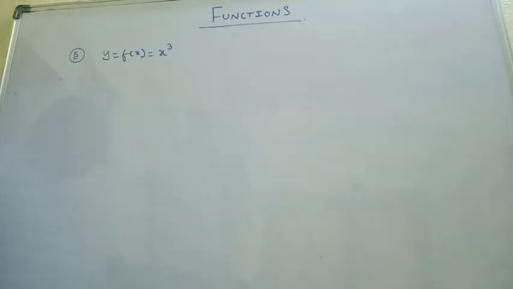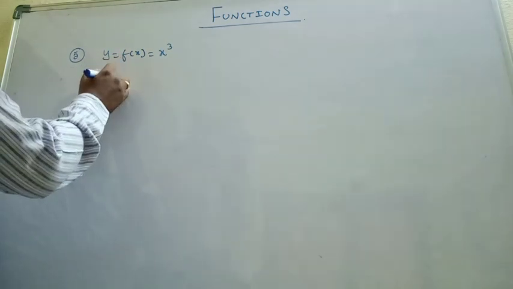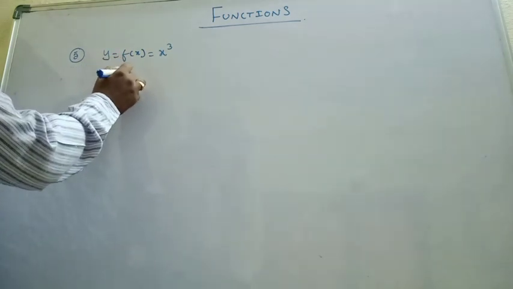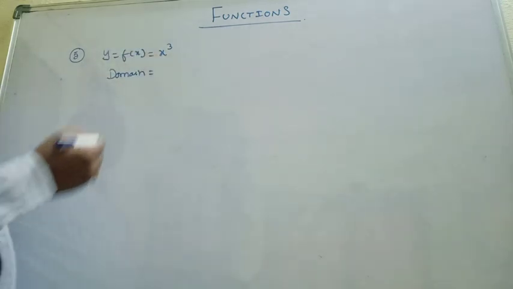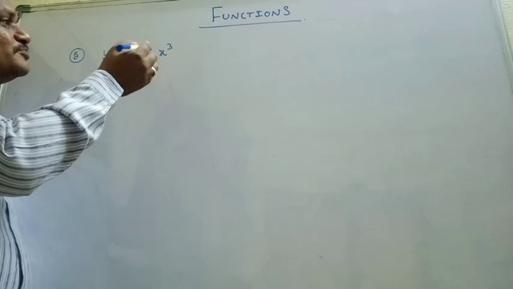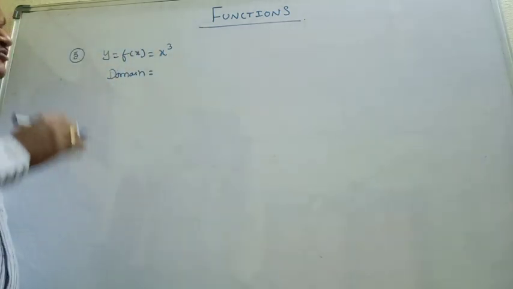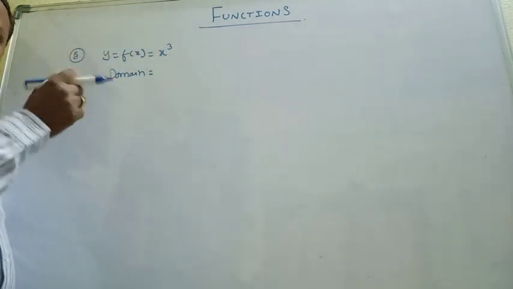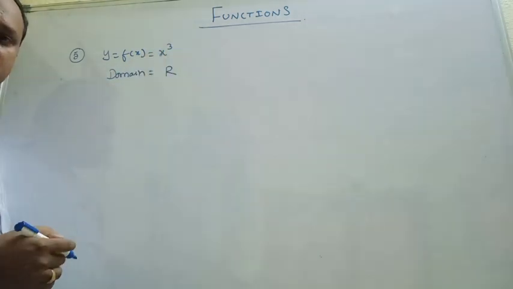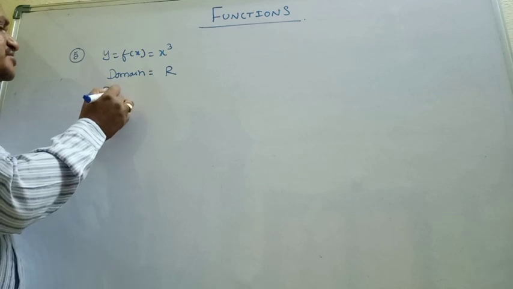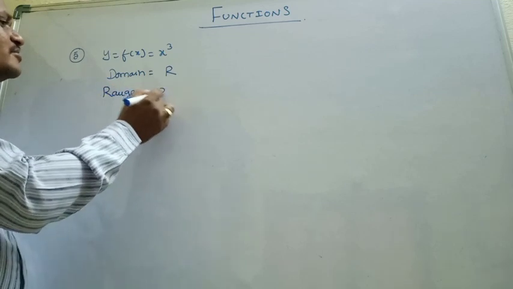Now we have another algebraic function, y is equal to f of x is equal to x cube. What is the domain of this? For every function we have to find the domain and range. The domain is the set of possible input values, x values you can give such that the function is defined. That is the set of all real numbers. And the range is also the set of all real numbers.